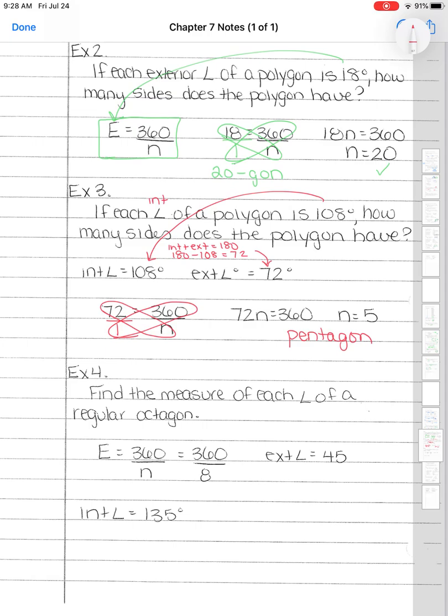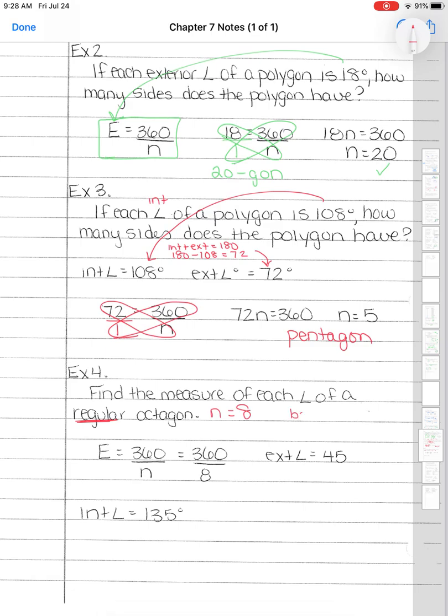And it says how many sides. So I think the shorter formula is the exterior angle formula. So we're going to follow what we did up in example 2. Make a proportion out of it. And you get n is equal to 5. And if you were asked what the name would be, anything with 5 sides is called a pentagon.